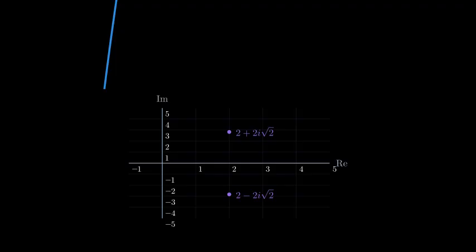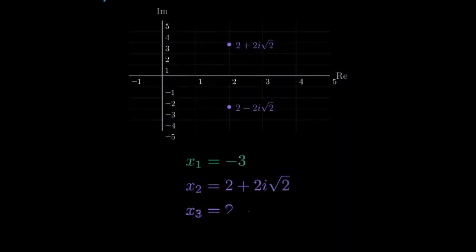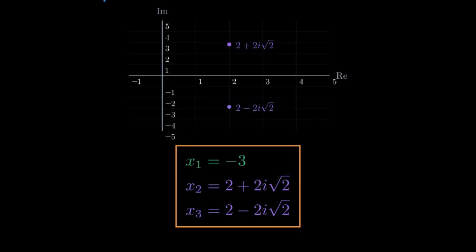Summary. We moved all terms to get a cubic equal to 0. We found a real root at x equals -3 by testing small integers. We factored using x plus 3, leaving a quadratic, and solved it with the quadratic formula to obtain 2 complex conjugate roots. Therefore, the solutions are x equals -3, and x equals 2 plus 2i square root 2, and x equals 2 minus 2i square root 2.